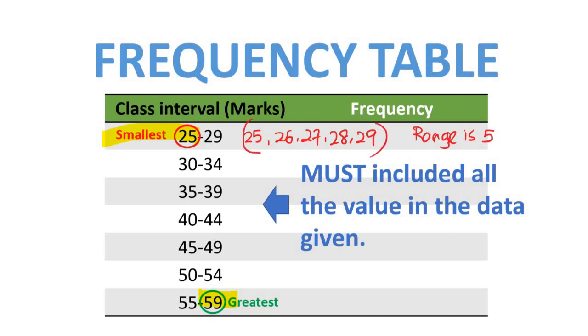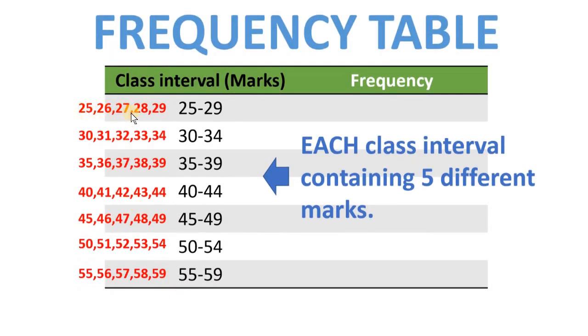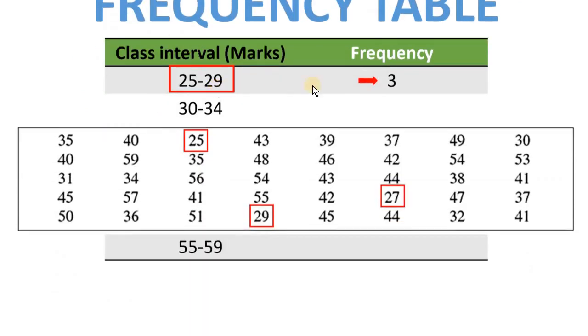Then you must make sure all values of the given data are included. Each class interval represents 5 numbers, that is, it contains 5 different marks. Then we need to calculate the frequency of each of them.